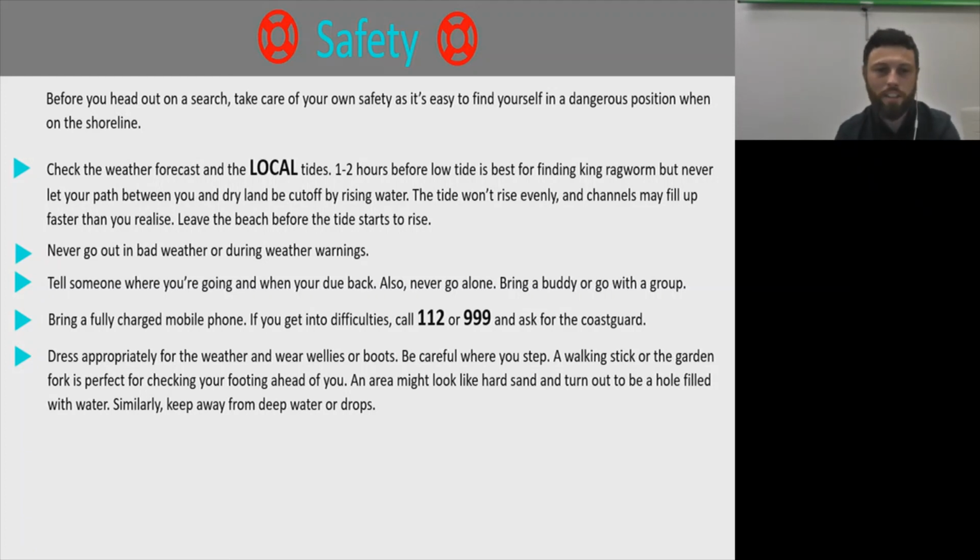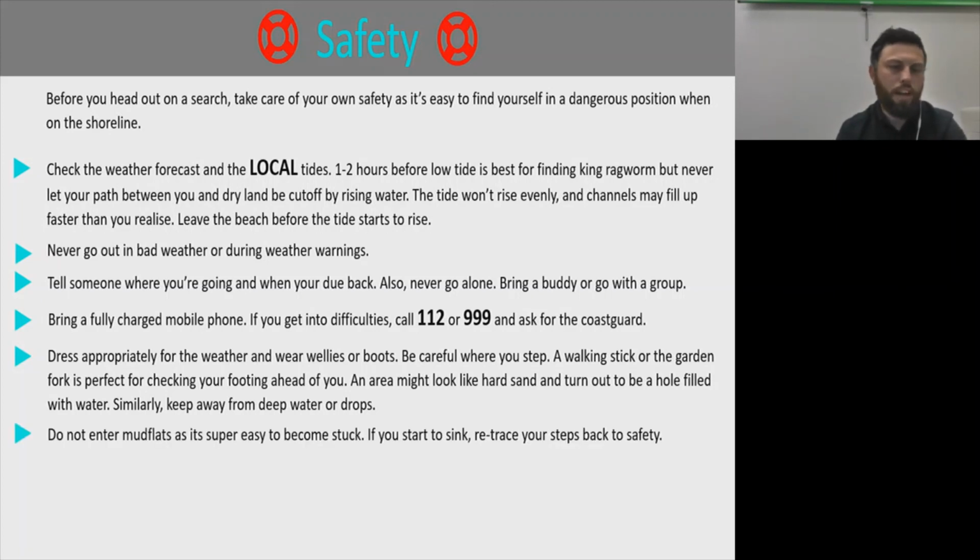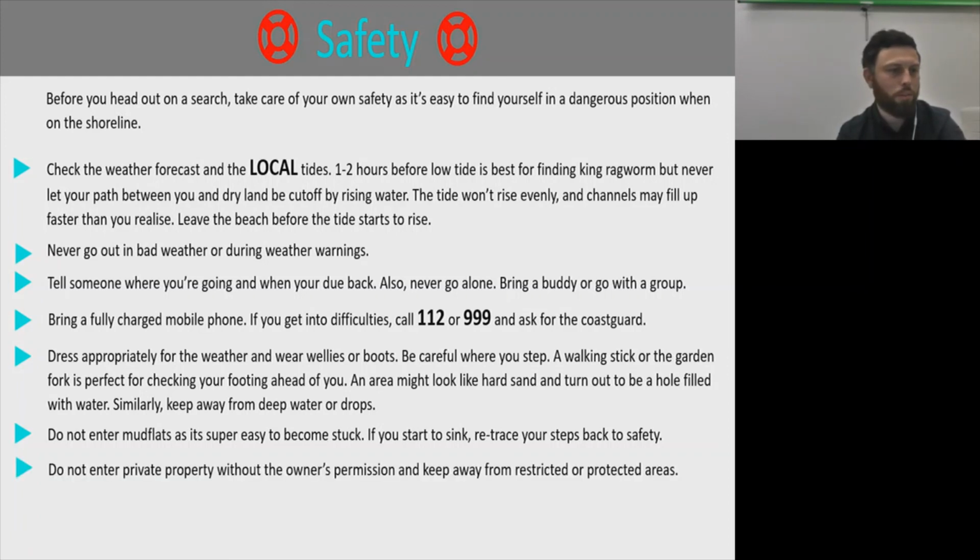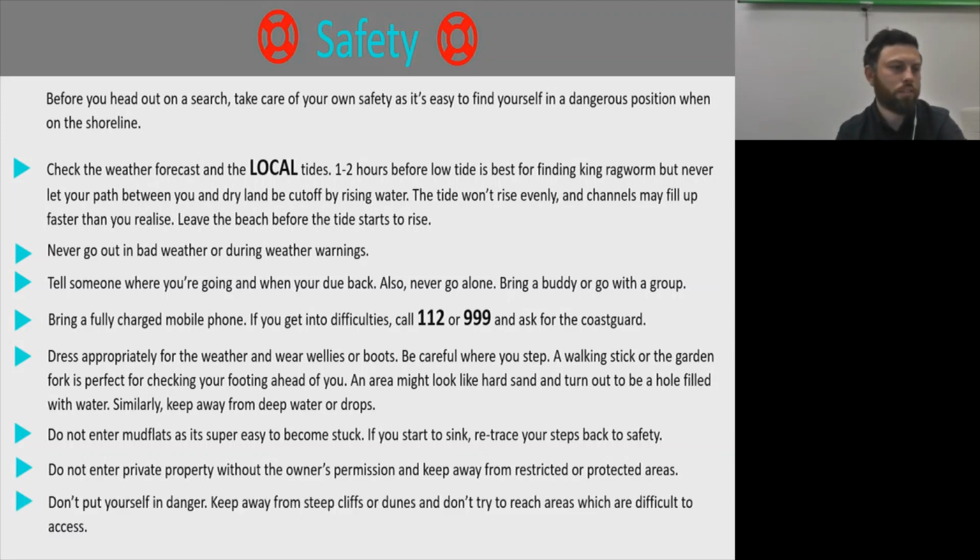If you bring a walking stick, or even your garden fork, stab the ground just to make sure that wherever you're walking ahead of you is hard and it's safe to walk across. Never enter mud flats. It's too easy to become stuck and you might get yourself into trouble. Never enter private property without an owner's permission, and keep away from restricted and protected areas.